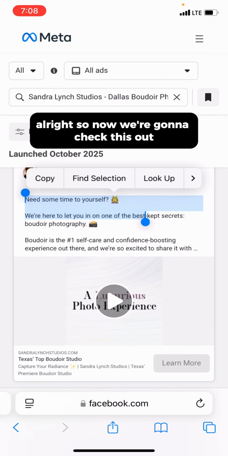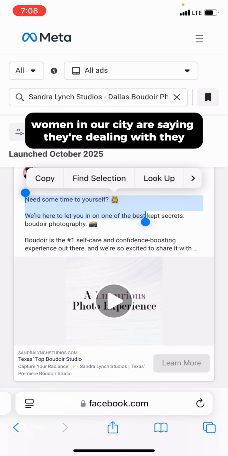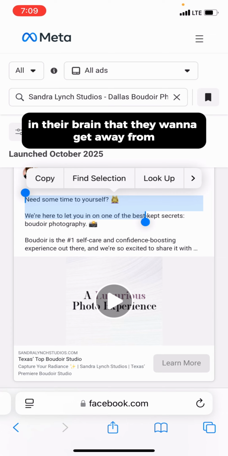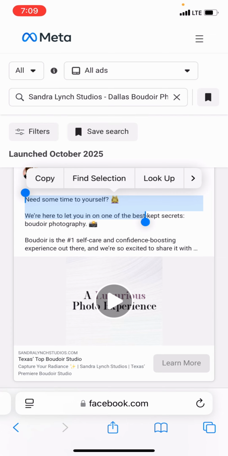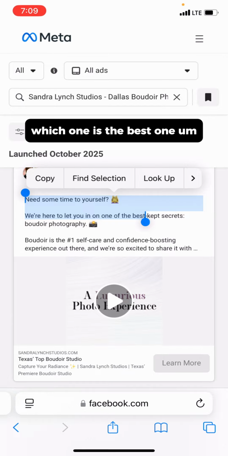All right, so now we're going to check this out. Do we have a negative here? Negative experience women in our city are saying they're dealing with, in their brain, that they want to get away from. Yes, we have tested, and the data will tell us kind of which one's the best one.